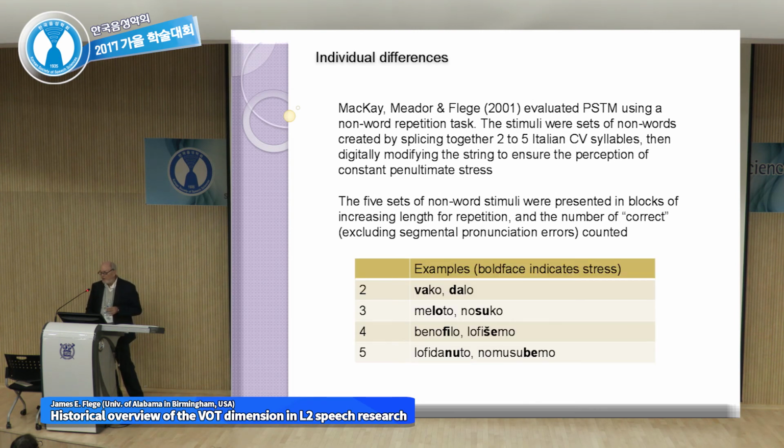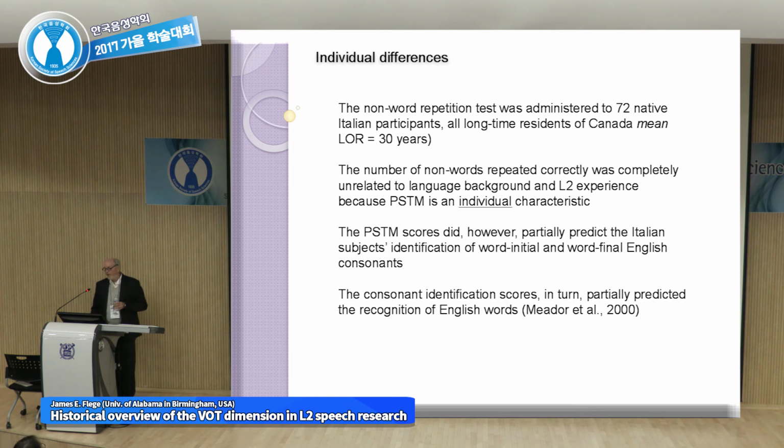In a 2001 study, we evaluated phonological short-term memory using a non-word repetition task. The stimuli were sets of non-words created by splicing 2 to 5 Italian CV syllables together, then digitally modifying the strings to ensure the perception of constant penultimate stress. The 5 sets of non-words were presented in blocks of increasing length for repetition, and the number of correct responses counted. The non-word repetition test was administered to 72 native speakers of Italian, all long-term residents of Canada.